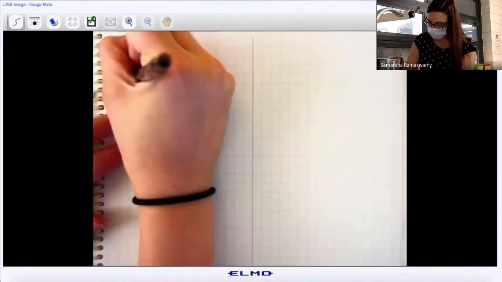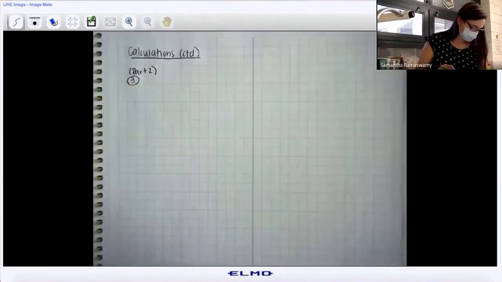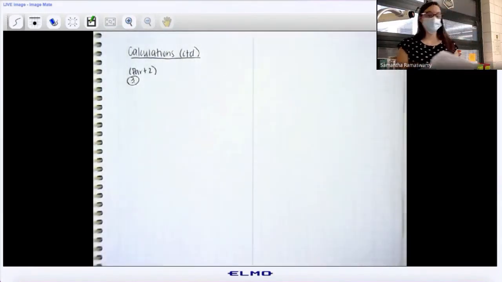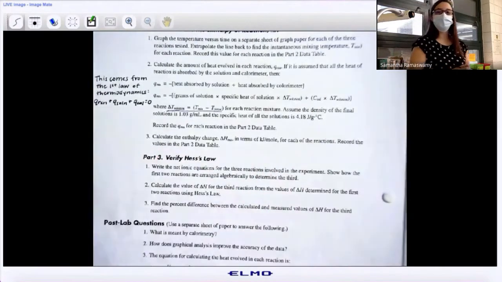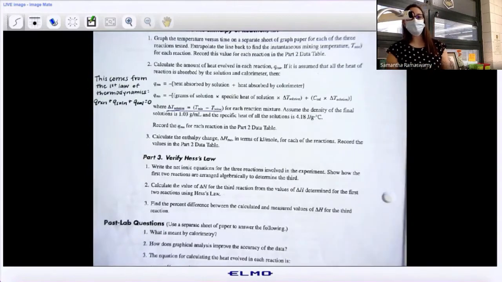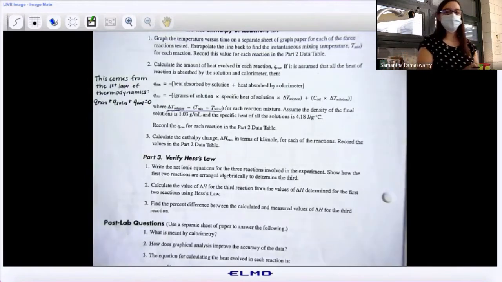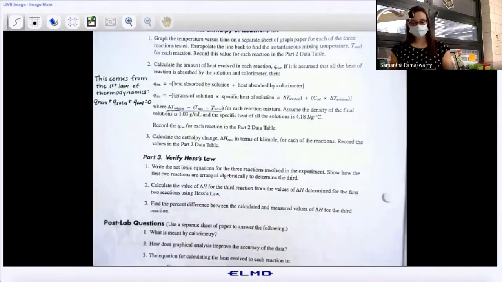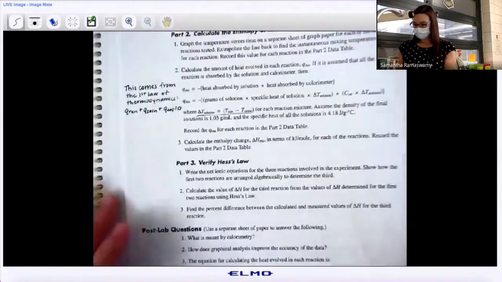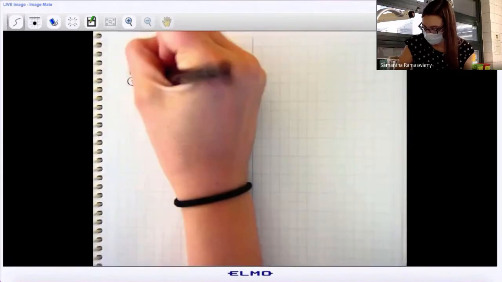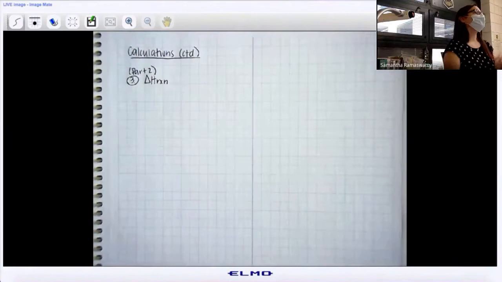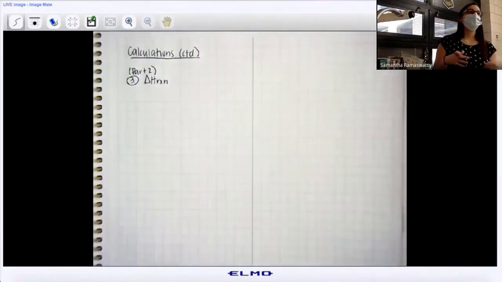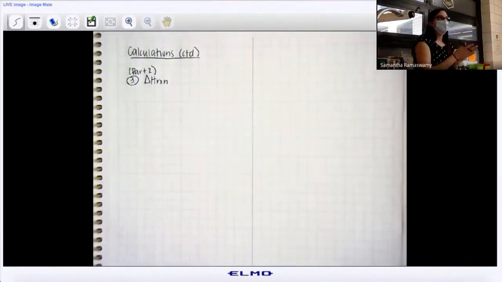So calculation number 3 within part 2, this is actually the last calculation in part 2. It says calculate the enthalpy change, delta H reaction, in terms of kilojoules per mole for each of the reactions. Record the value in the part 2 data tables. So delta H is what I'm now solving for. Before, we solved for Q, which is just in joules. Now I want to convert the heat from joules to kilojoules per mole.